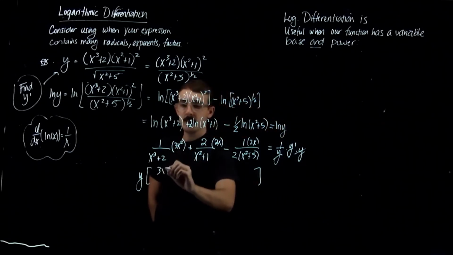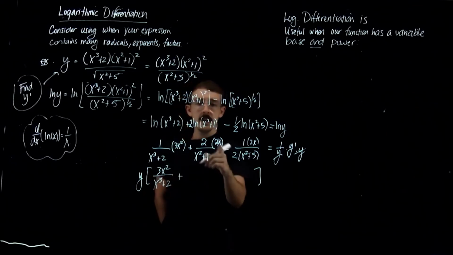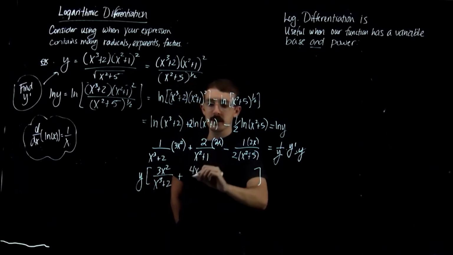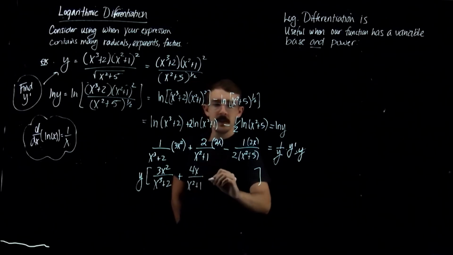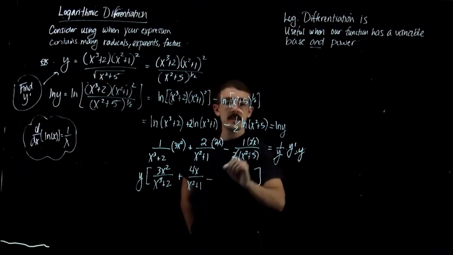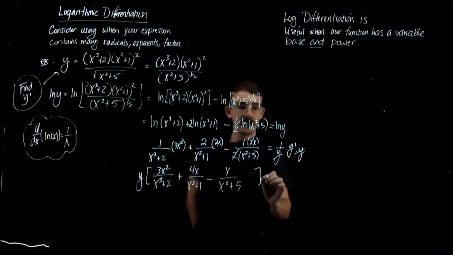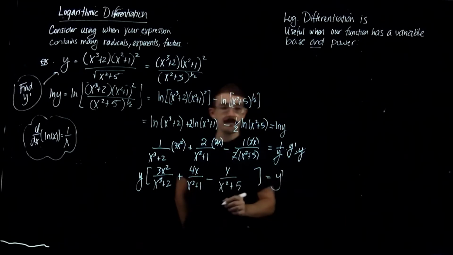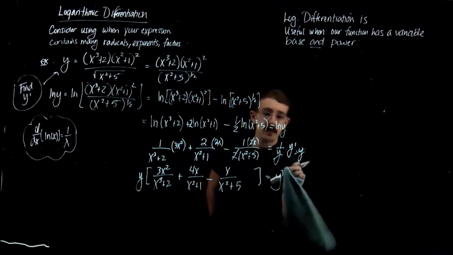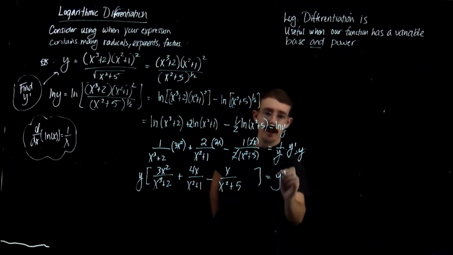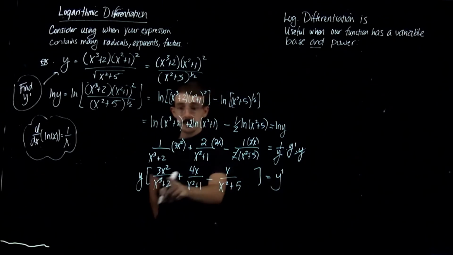I'm going to simplify as I go across if I can see things. So here I'm going to have 3x squared over x cubed plus 2. Plus, here if I multiply these together, I get 4x over x squared plus 1. Minus, the 2's cancel here, and I get x over x squared plus 5. This equals y prime.